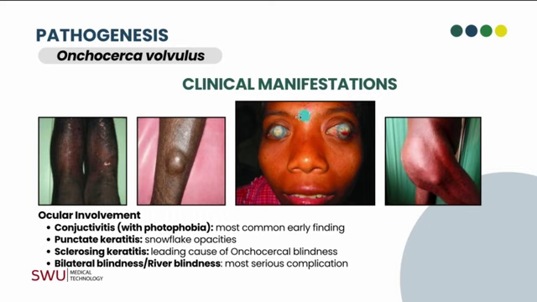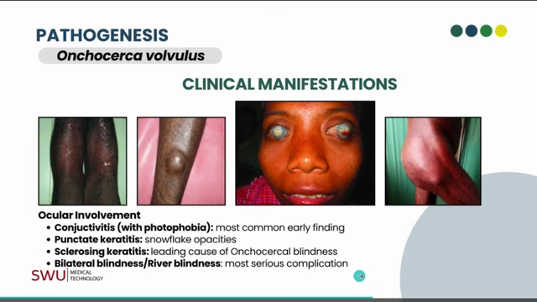So kani di ay white area, these are now scars associated with the presence of the microfilariae in many, many years of the infection. So it's a result of the chronic inflammation associated with the presence and the death of microfilariae. And eventually, the end stage of this, which is the most serious complication, is bilateral blindness.